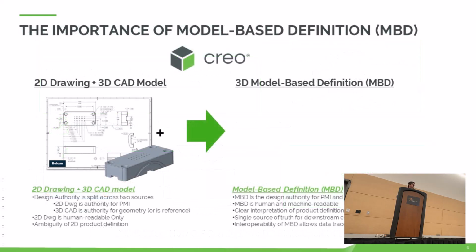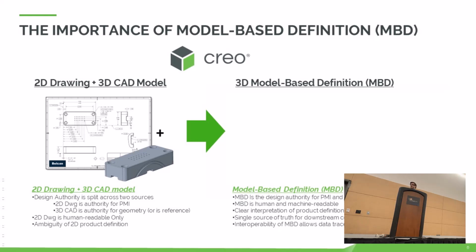So let's talk about the importance of model-based definition. And a lot of you in this room can relate to a 2D drawing being driven by a 3D CAD model. And there's a lot of shortcomings that come with that. Where in a 2D world, the design authority is split across two sources. The 2D drawing is the authority for PMI, the 3D CAD model is the authority for geometry, and in many cases, it could be for reference only. The 2D drawing is human readable only, and there's a lot of ambiguity when the human is interpreting this product definition through the 2D drawing.